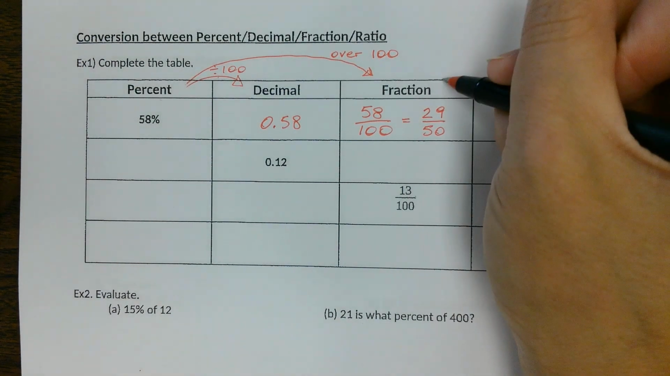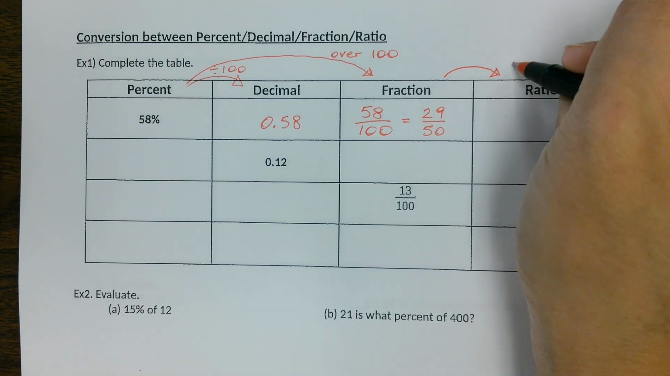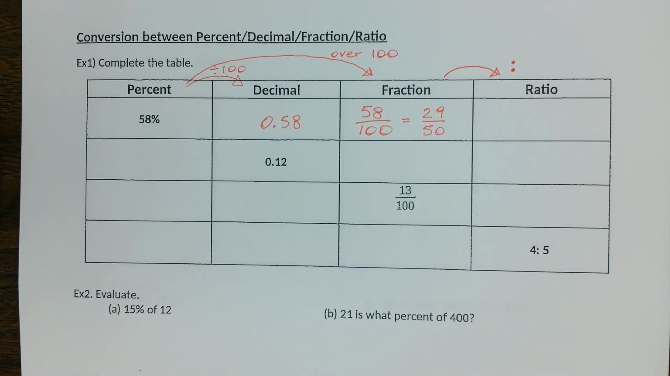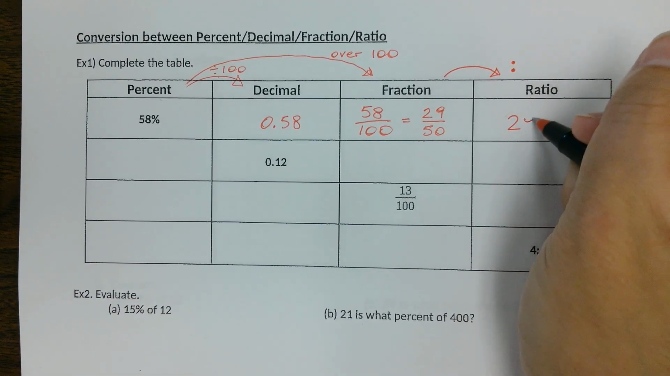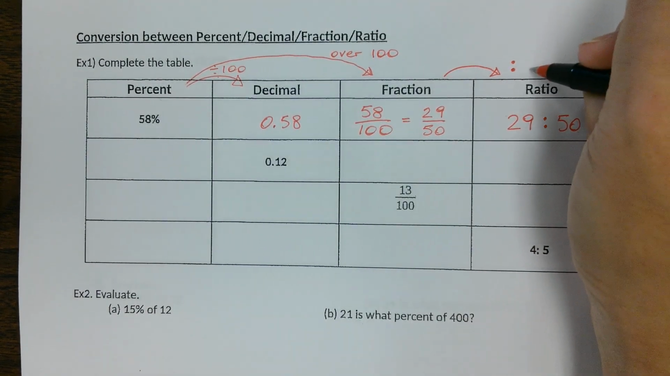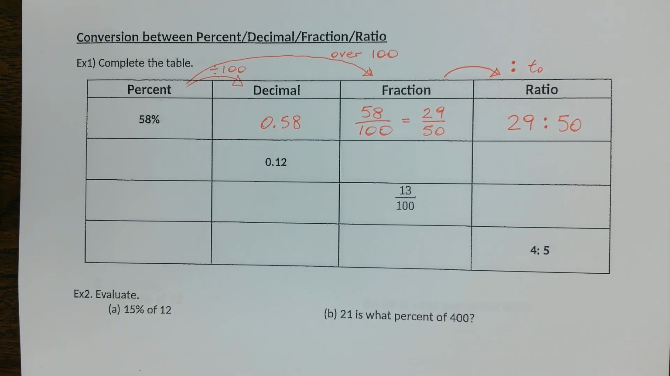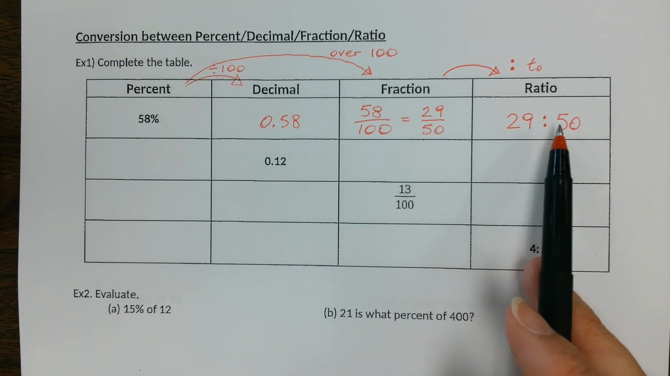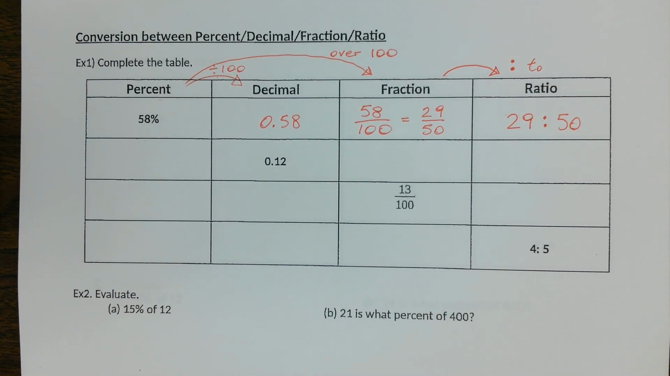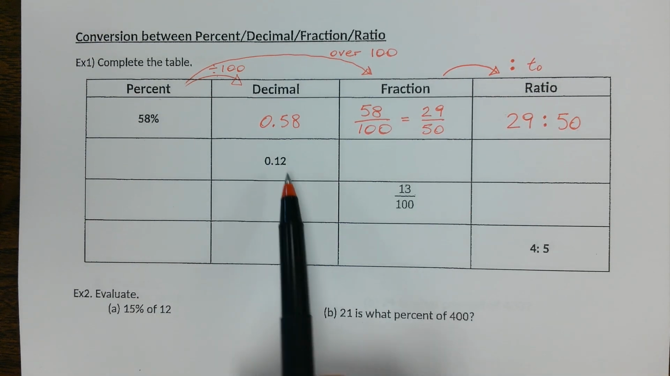And then to go from a fraction to a ratio, it just means you need to put the colon. Okay, so this is 29 to 50. We call this a ratio. So when we read this, it's 29 to 50. Okay. So now that we know this, we can do it backwards.